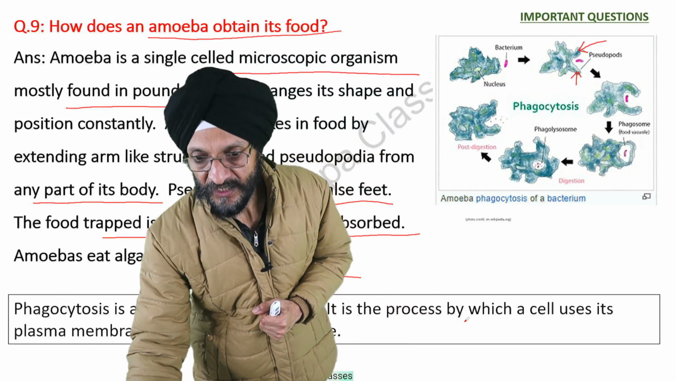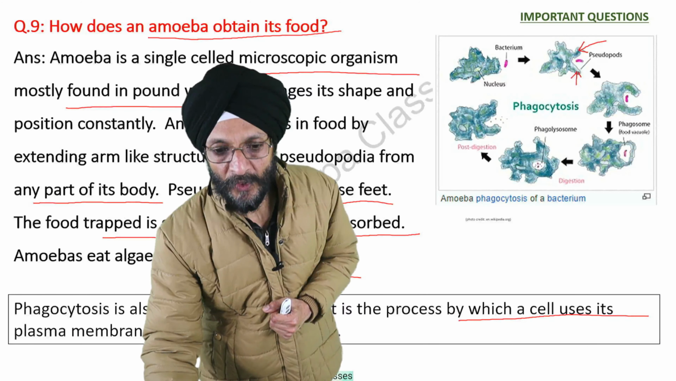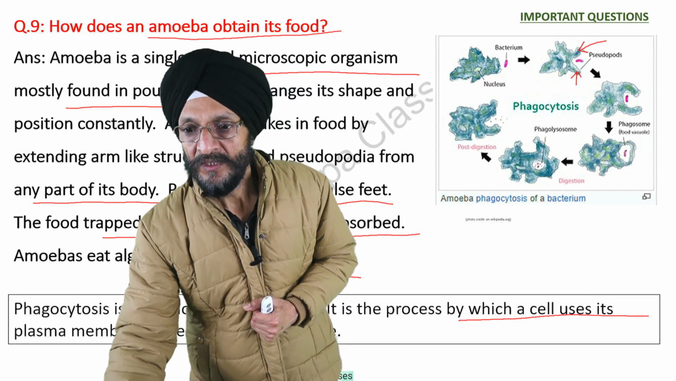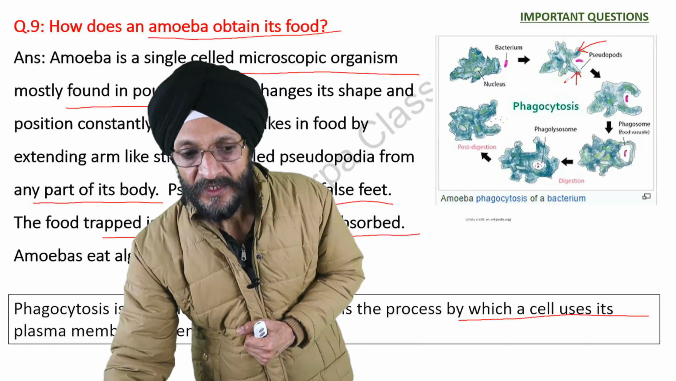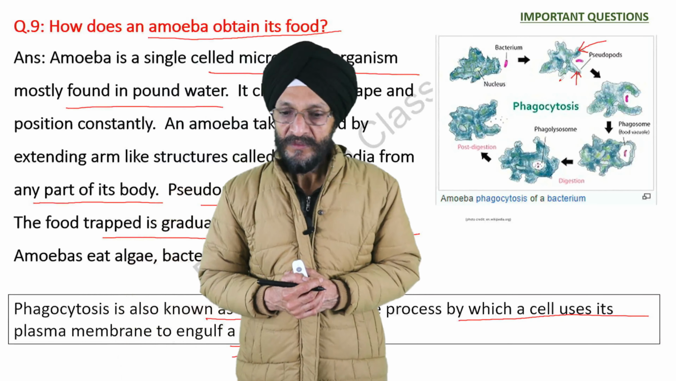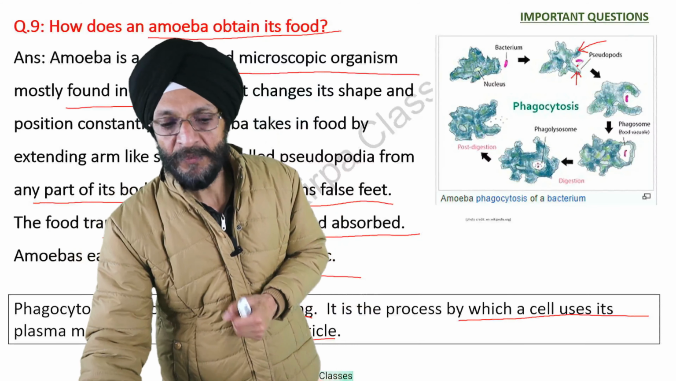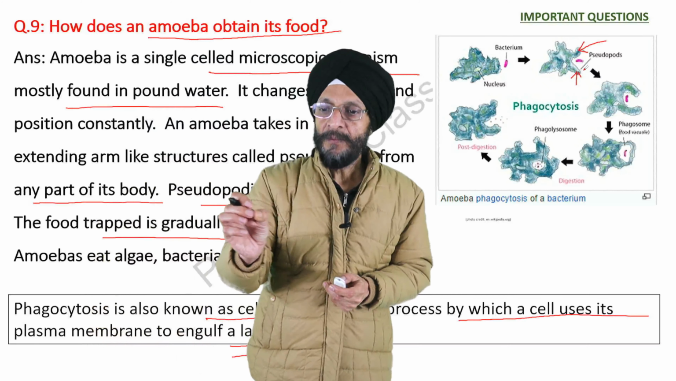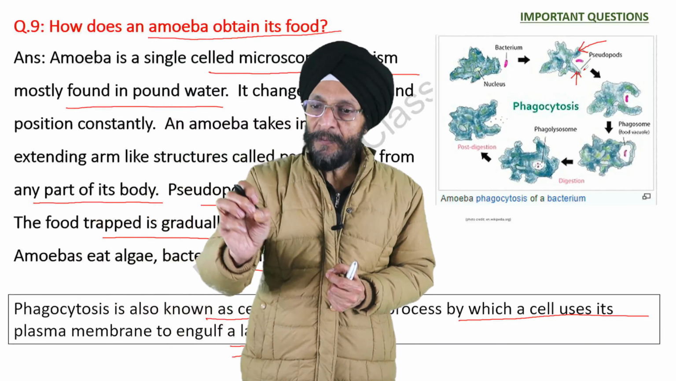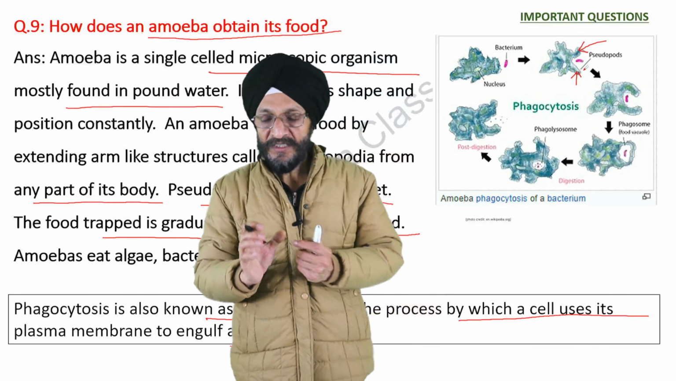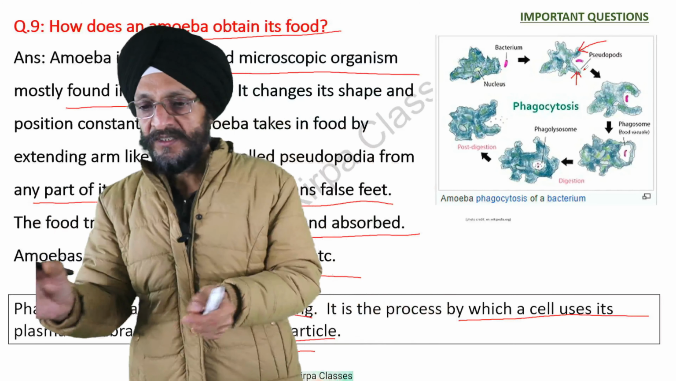Phagocytosis is the process by which a cell uses its plasma membrane to engulf a large particle. This outer covering is the plasma membrane. Cell uses this plasma membrane to engulf the large particle. Small particles may be absorbed by the plasma membrane of the amoeba itself, whereas in the case of large particles, the amoeba has to extend its false feet.